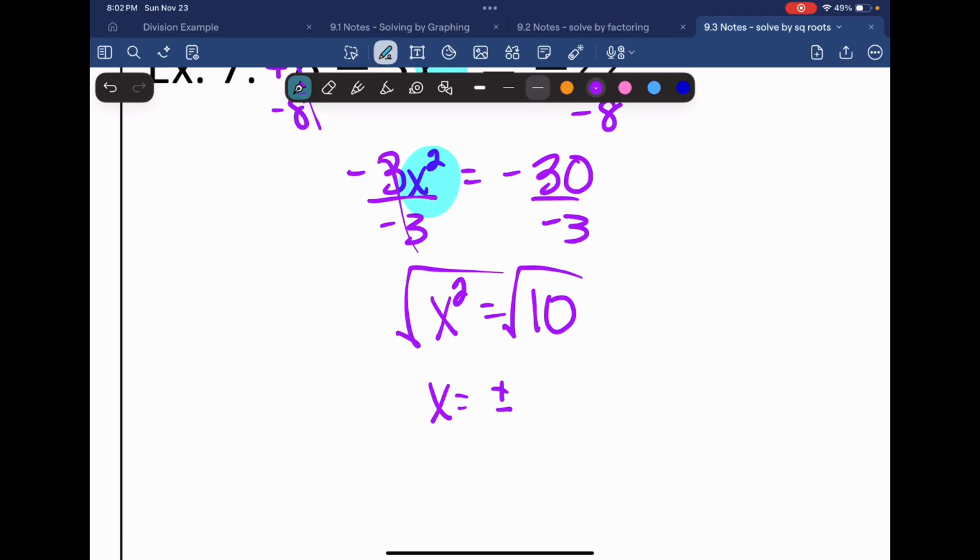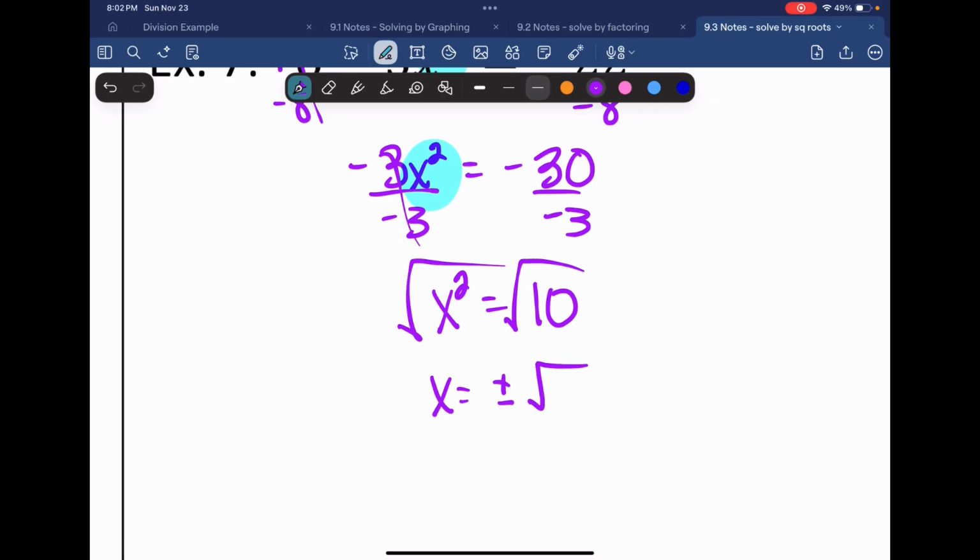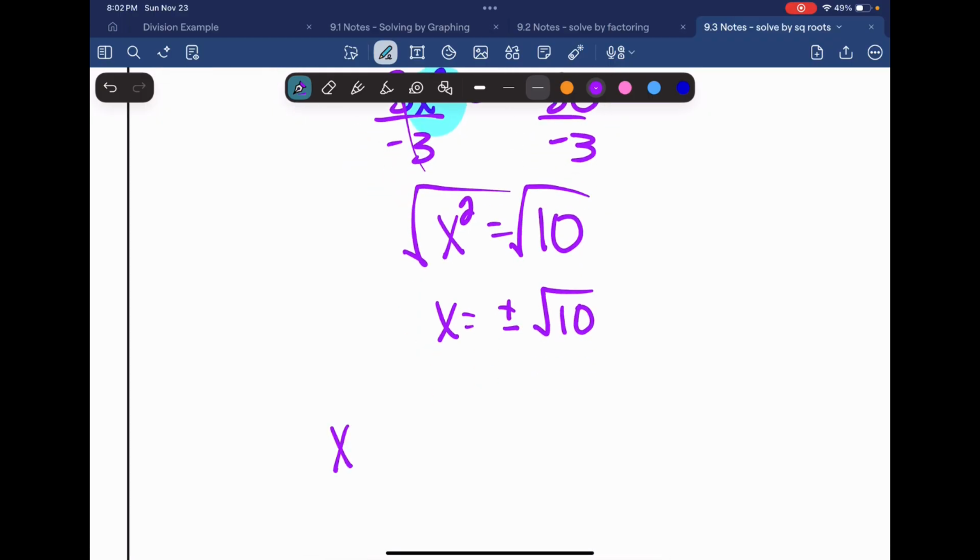Now let's think about 10 for a minute. My only two choices that can divide into 10 are 9 and 4. Neither one of those divide into 10. So 10 doesn't change. You're going to leave it inside the radical. So x is the positive root of 10 and the negative root 10. Okay. There are no squares that divide evenly into 10, so we keep it underneath.